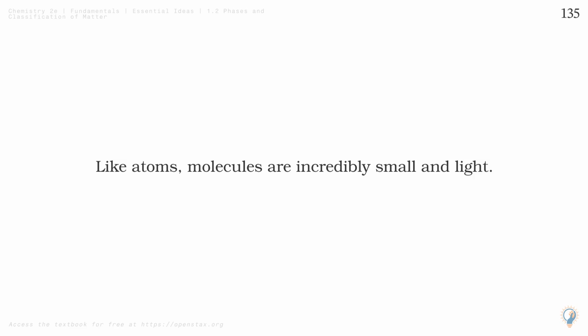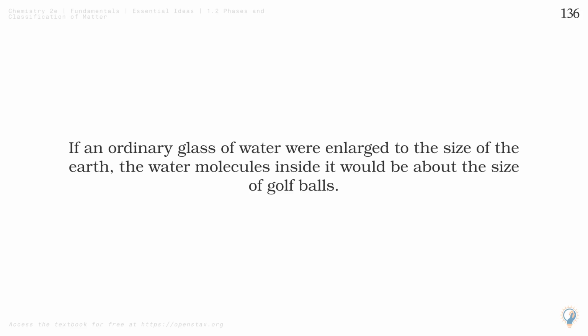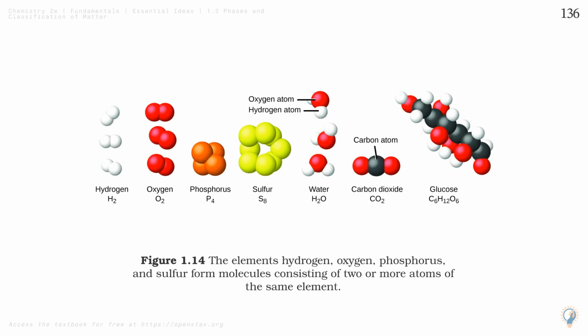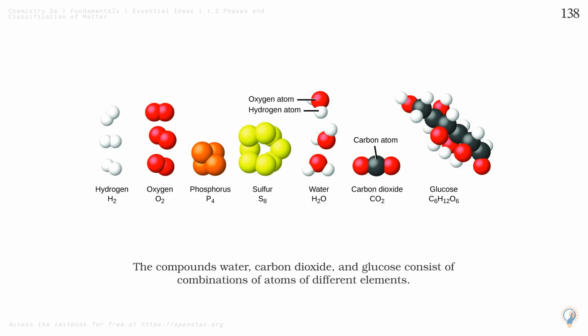Like atoms, molecules are incredibly small and light. If an ordinary glass of water were enlarged to the size of the Earth, the water molecules inside it would be about the size of golf balls. Figure 1.14. The elements hydrogen, oxygen, phosphorus, and sulfur form molecules consisting of 2 or more atoms of the same element. The compounds water, carbon dioxide, and glucose consist of combinations of atoms of different elements.